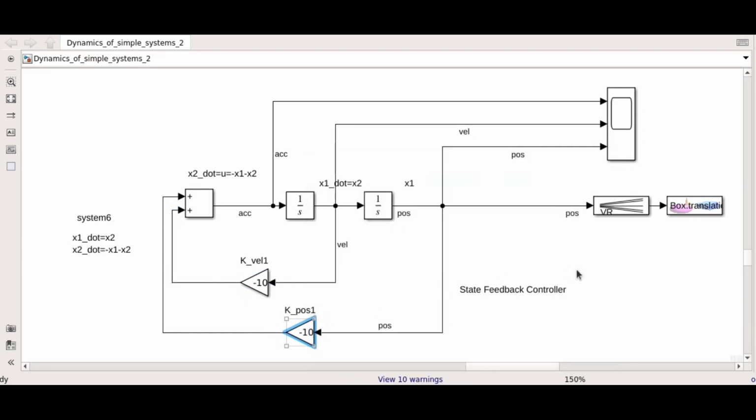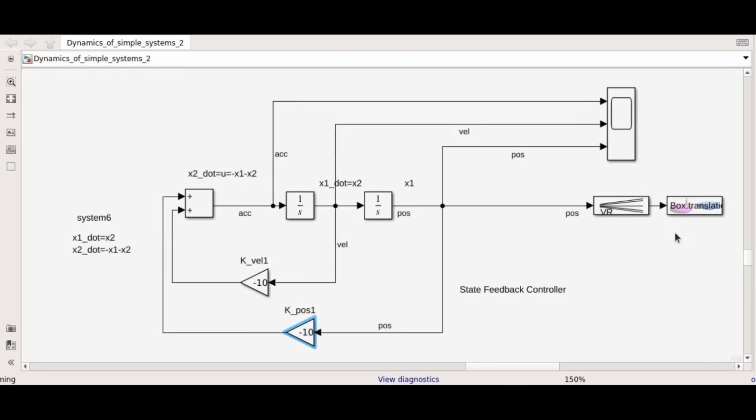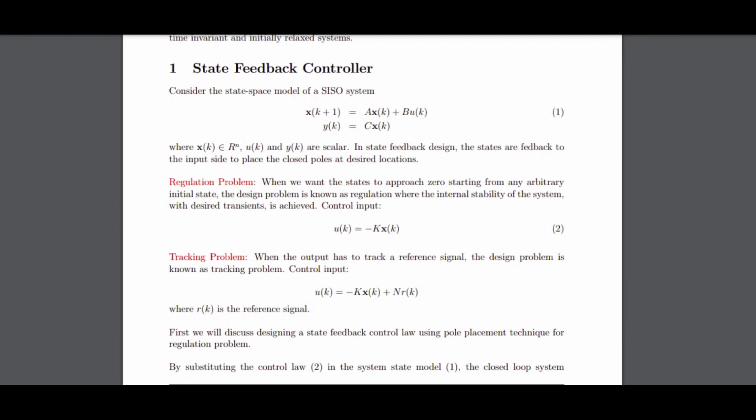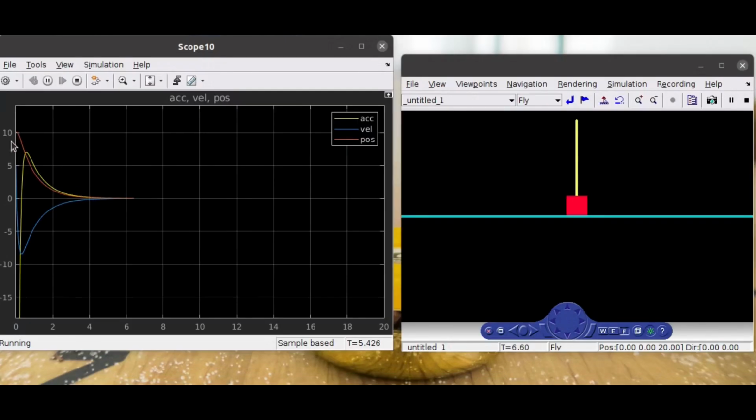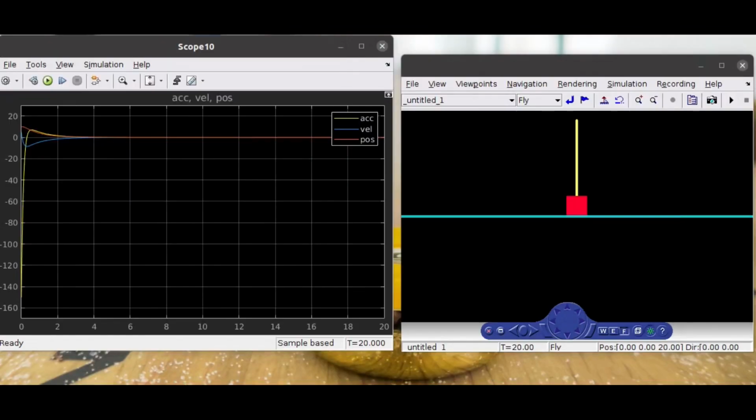In all our experiments, we have neglected the disturbance term. In this case, we are able to achieve our objective by taking feedback of all these states. So with the help of the full state feedback controller, we are able to achieve the objective. But will the same system work if there is a disturbance in the system? Let us find out in the next video.